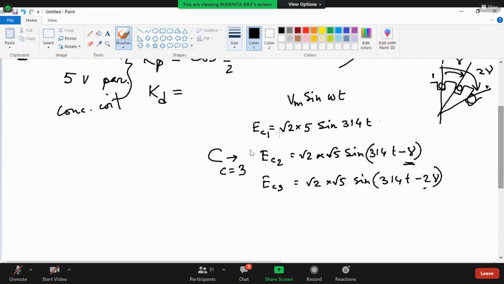Okay, now if these three expressions are like this, when we'll add these three, why have I written root 5 here?